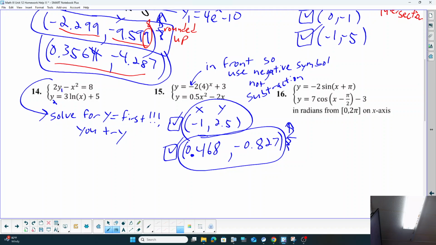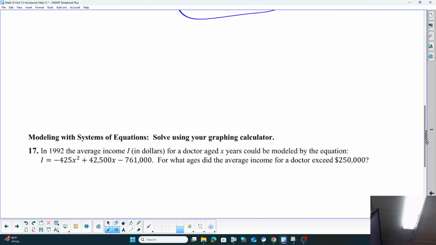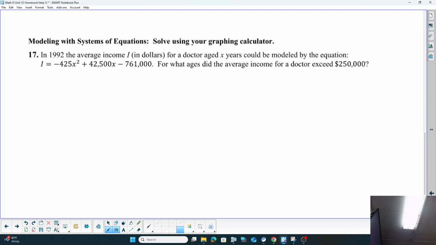So you try the next one on your own. You got this. The last one to help you with. In 1992, the average income in dollars for a doctor aged X years will be modeled by this equation. For what ages did the average income for a doctor exceed 250,000?